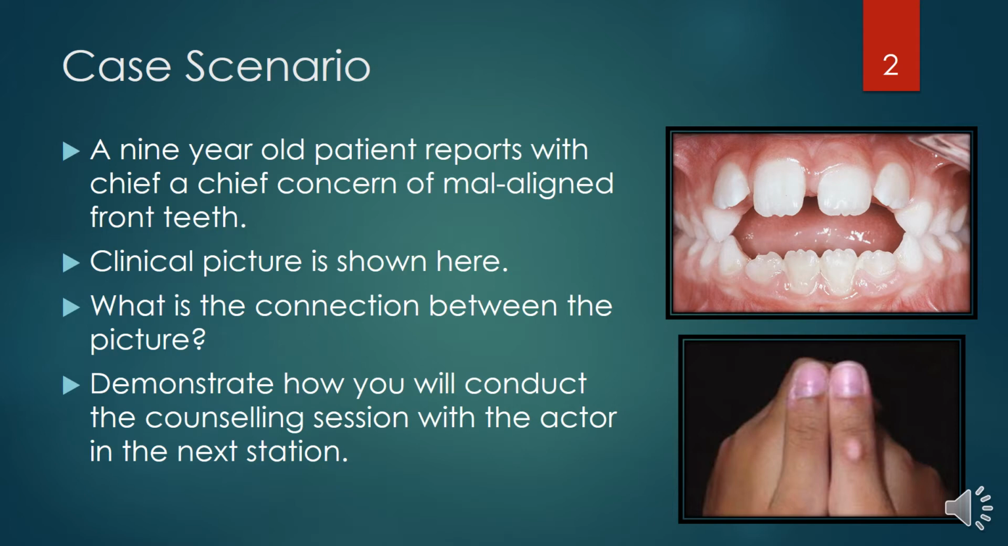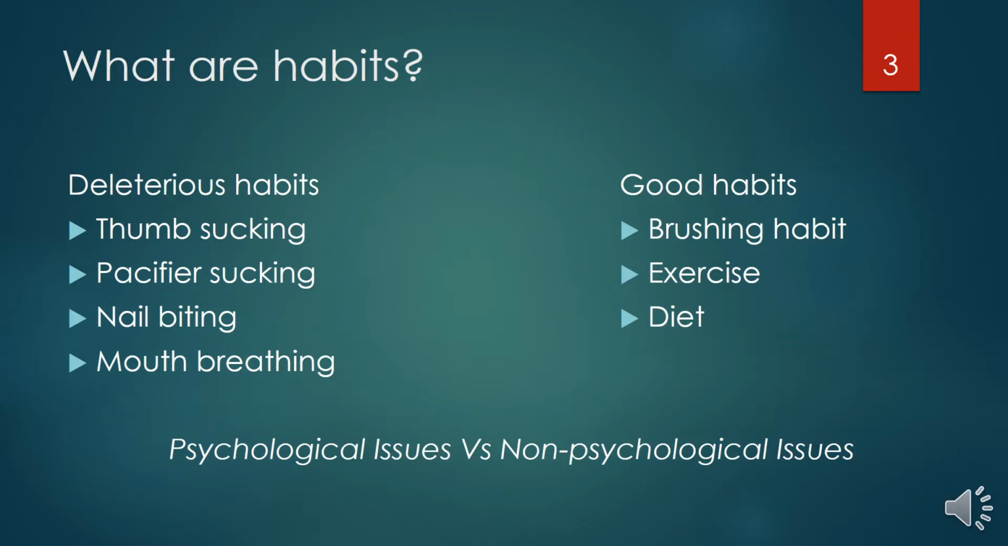Before we start, we need to understand what habits are. Habits are basically something you do automatically, consciously or unconsciously. Habits have been a topic of interest in pediatric dentistry for a very long time, and people have classified habits in a million ways. But very simply put, habits can be of two types. One is deleterious habits, and the other, obviously the opposite, would be good habits.